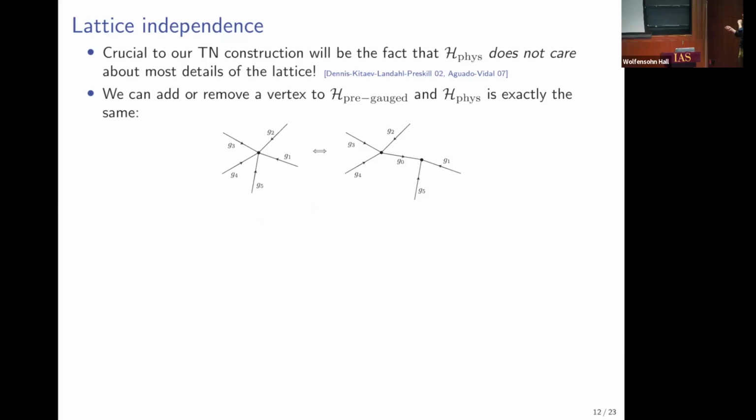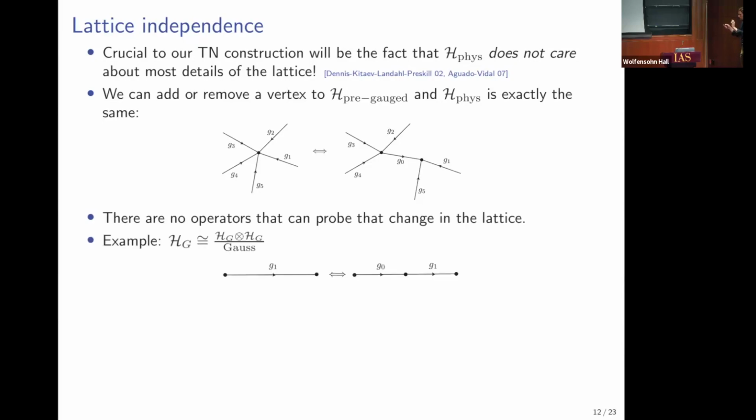If I were to add a link, and so split this vertex into two, there's a particular map that embeds this pre-gauged Hilbert space into that one. So the lattice directly corresponded to the pre-gauged Hilbert space. And the physical Hilbert space you get from both of these pre-gauged Hilbert spaces are exactly the same. And physically, you might understand this as there's no operators that can probe that change in the lattice.